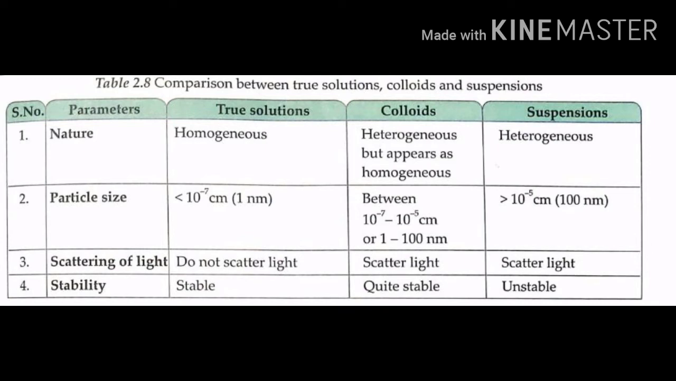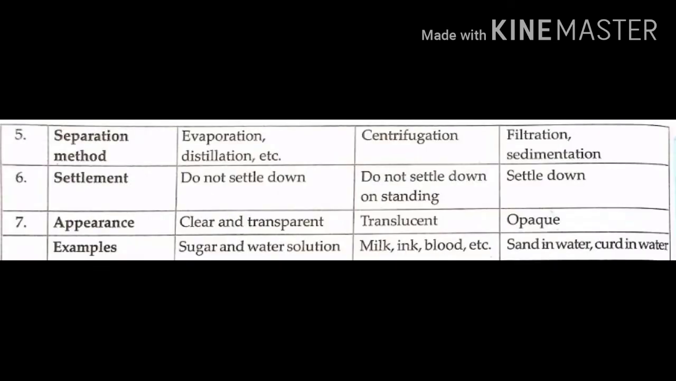Third one, scattering of light. True solutions do not scatter light, colloids scatter light, suspensions scatter light. Stability: true solutions are stable, colloids are quite stable, suspensions are unstable in nature. Fifth one, separation method: evaporation and distillation for true solutions. Next one, centrifugation for colloids, then filtration and sedimentation for suspensions. Sixth one, settlement: true solutions and colloids do not settle down on standing, suspensions settle down.